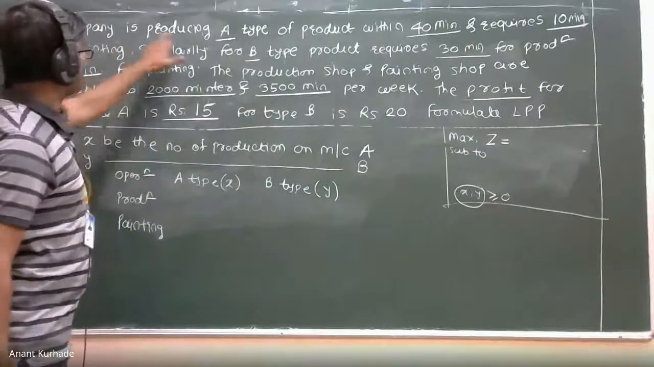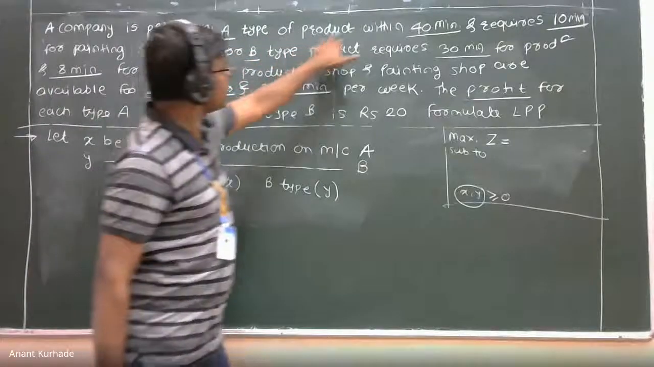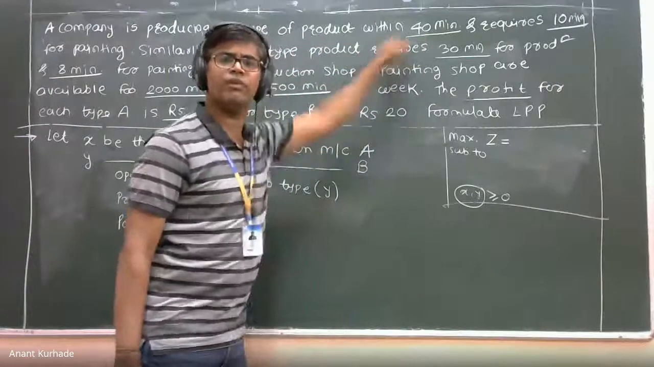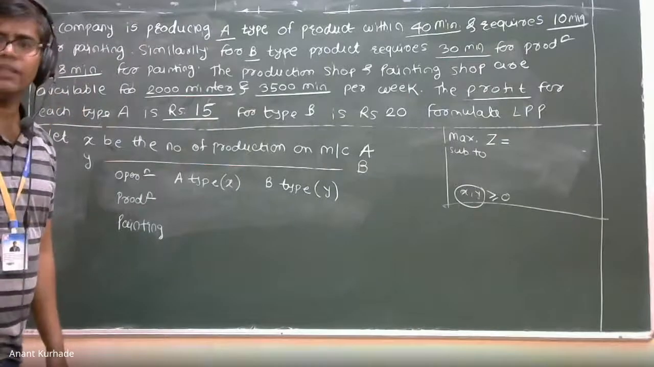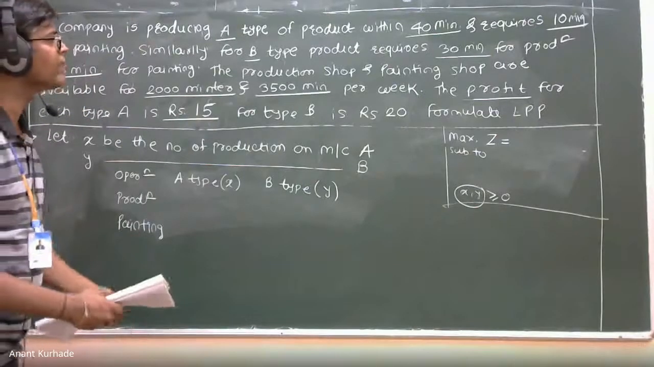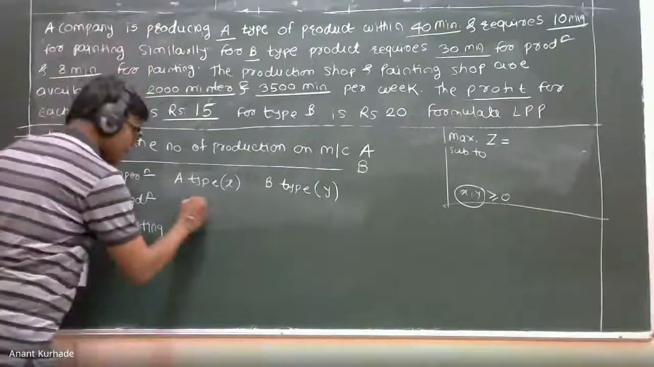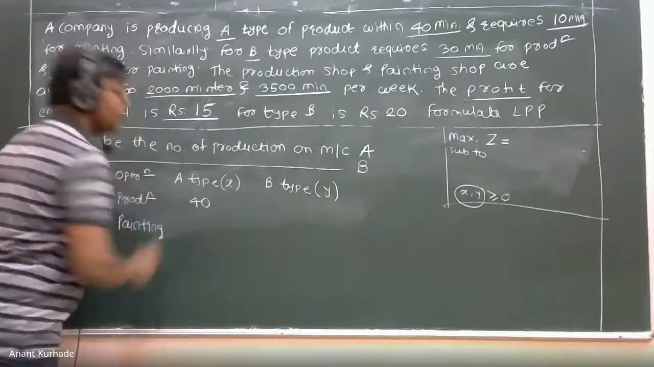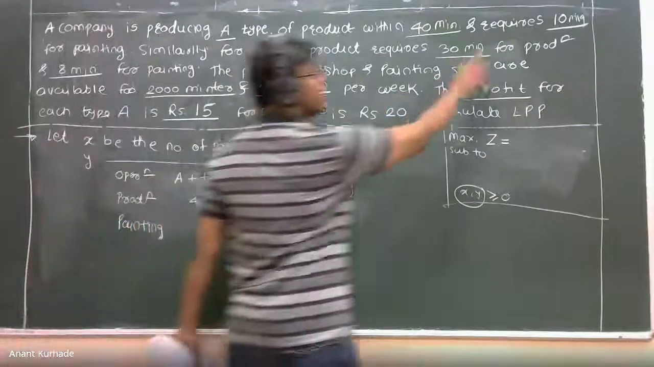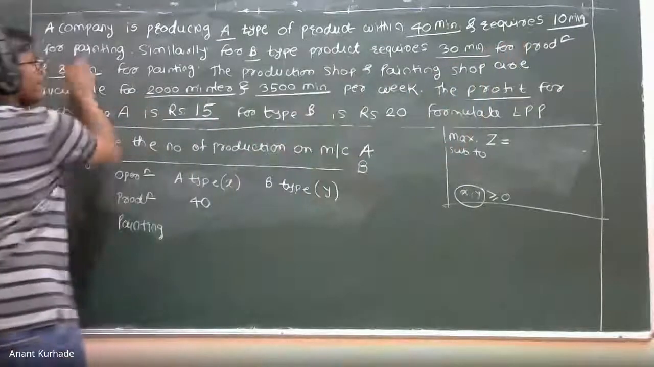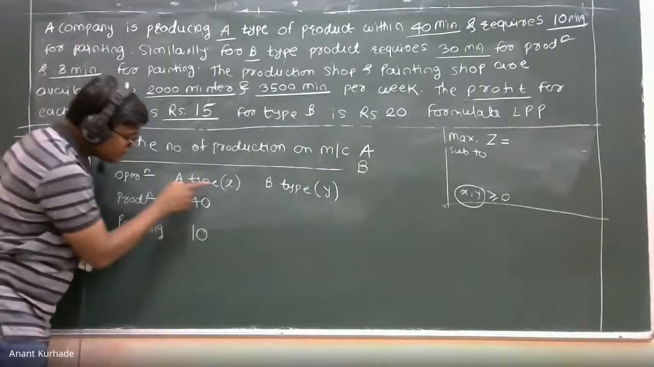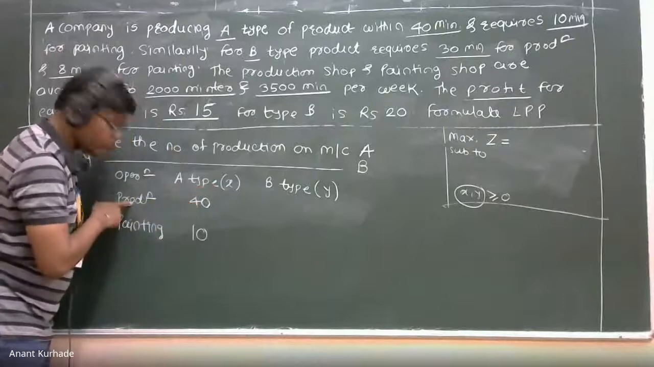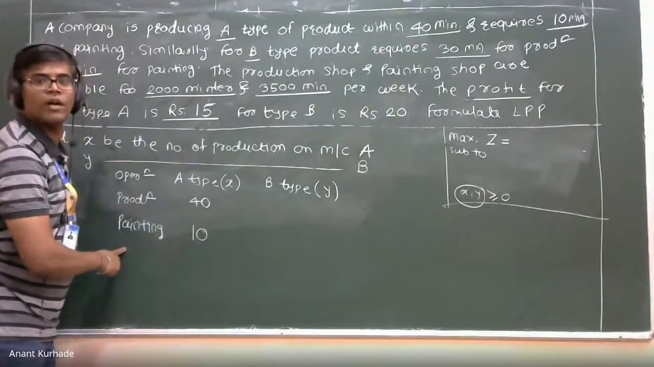A company is producing a type of product within 40 minutes. So what is this 40 minutes? 40 minutes are required for production. So under this you can write here 40. Again read this problem. Requires 10 minutes for painting. So you can write here 10 minutes. So see, A type product requires 40 minutes for production, 10 minutes for painting.